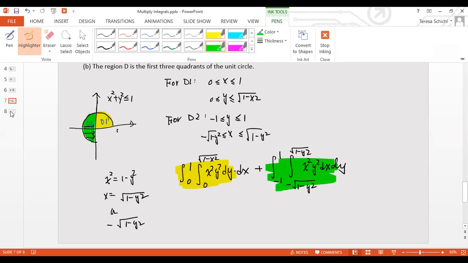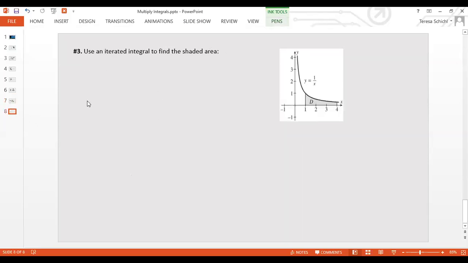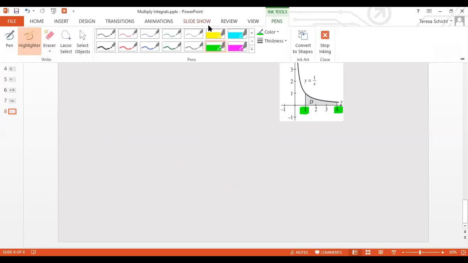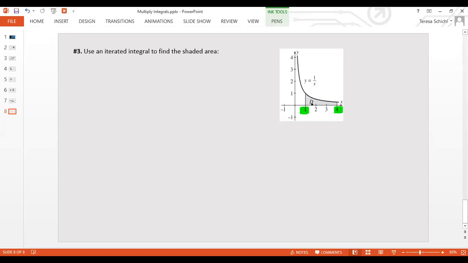All right, let's take a look at our last problem here. They say use the integral to find the shaded area. So, the shaded area. Here, in this shaded area, my x is from 1 to 4, and y equals 1 over x. So if I'm integrating in the y direction first, let's take a look. I want to find the shaded area.